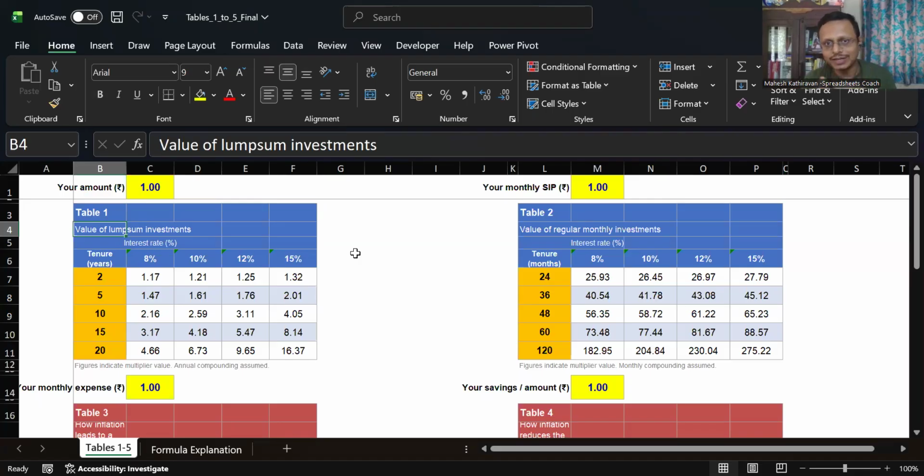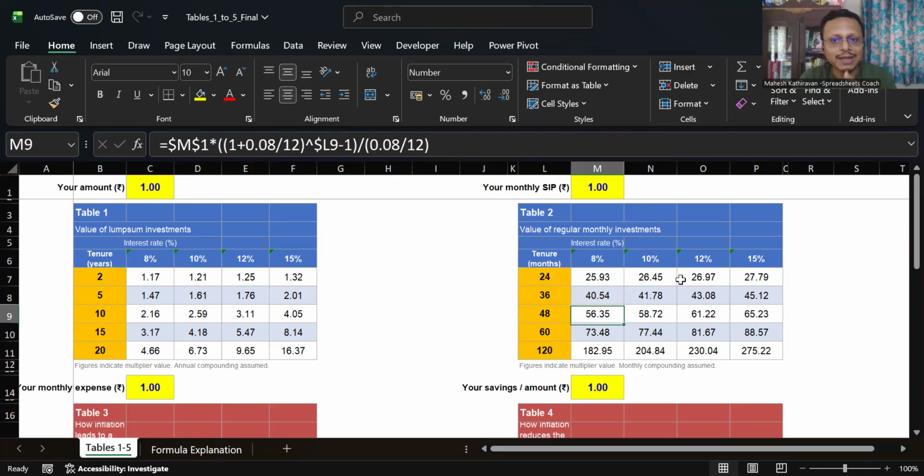We take different tenures like 5 years, 10 years, 15 years, 20 years, and returns of 8%, 10%, 12%, 15%. So if you invest 1 rupee as a lump sum for 2 years at 8% interest, how much will you get? 1.117 rupees. That means 1 rupee 0.17 paise. Now imagine a different scenario where you're putting a monthly SIP of 1 rupee, for a tenure of 2 years, that is 24 months, at 8%. How much will you get? 25.93 rupees, approximately 26 rupees.